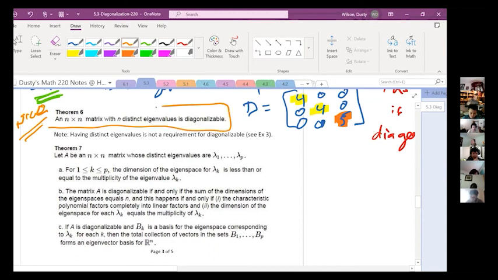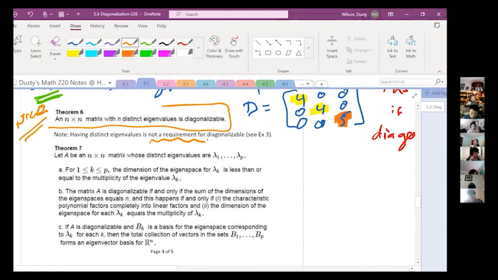It doesn't happen all the time. It's also not a requirement. So if you look at example 3, sometimes you can be diagonalizable even if you don't have distinct eigenvalues. So let A be an n by n matrix whose distinct eigenvalues are lambda 1 to lambda p. Here's our theorem 7.